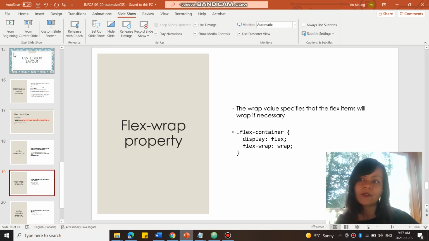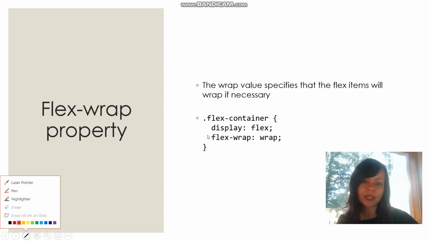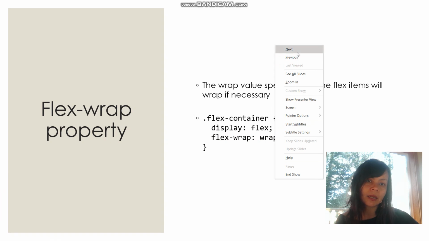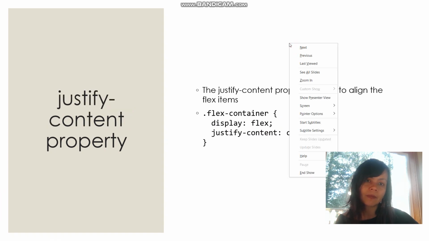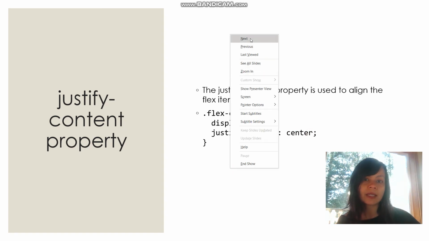So we've looked at the flex wrap property here. The wrap value specifies that the flex items will wrap if necessary. So that's what we have with the flex wrap here. And next, we have the justify property. It's used to align the flex items. So justify content, you can center it. So play around with that.